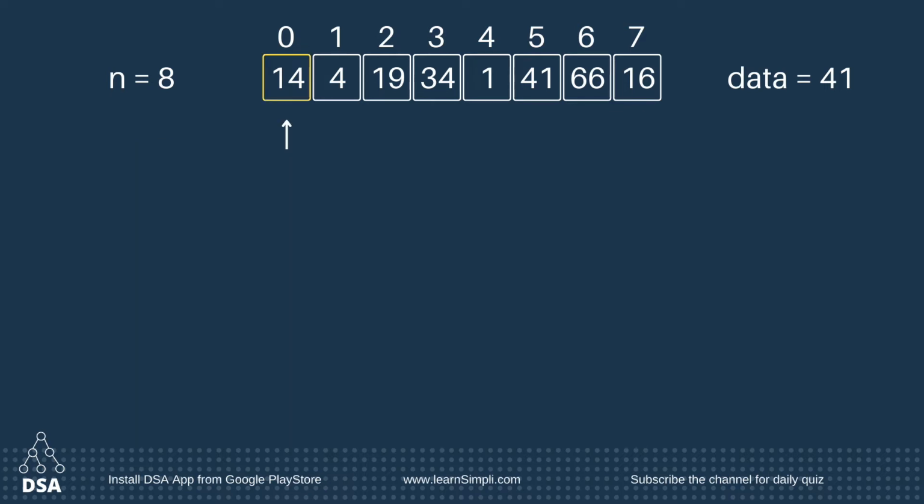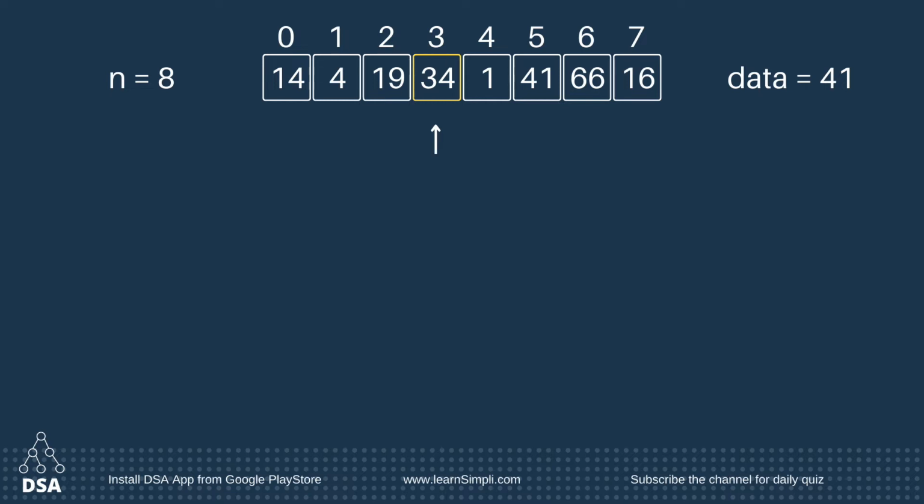See here, the first element is 14 and it is not the element that we are looking for. So move to the next element. The next element is 4 and the match is not found. So move to the next element. The next element in the array is 19. It is not the element we are searching for. Therefore, move to the next element.